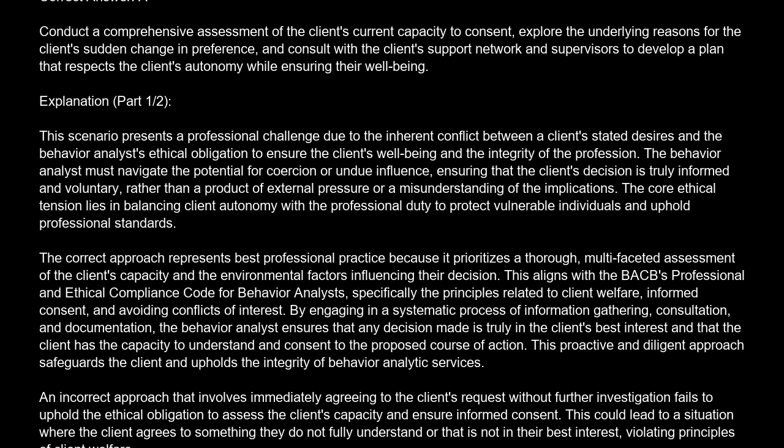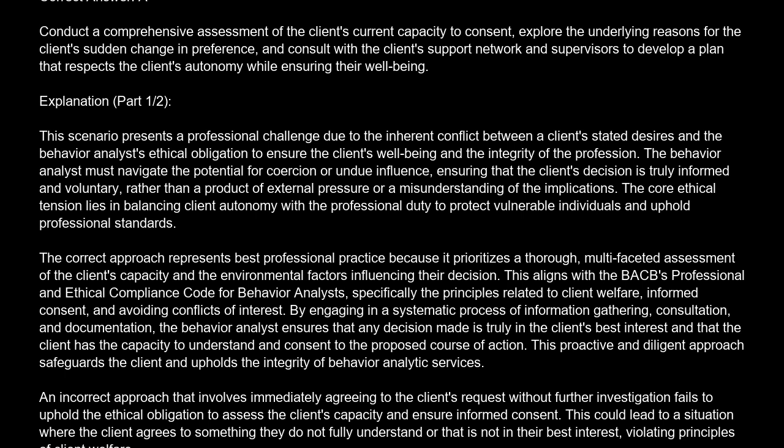By engaging in a systematic process of information gathering, consultation, and documentation, the behavior analyst ensures that any decision made is truly in the client's best interest and that the client has the capacity to understand and consent to the proposed course of action. This proactive and diligent approach safeguards the client and upholds the integrity of behavior analytic services.